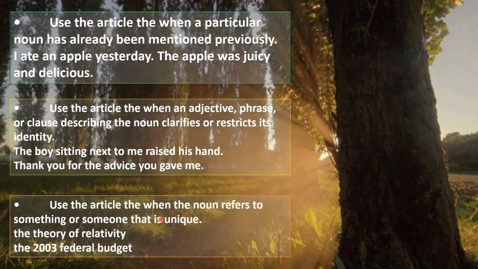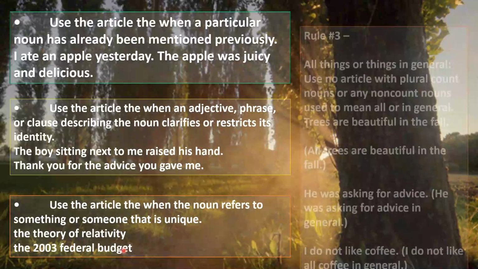Use the article the when the noun refers to something or someone that is unique. The theory of relativity, the 2003 federal budget, it is unique, not many. Because of this, you can use the.